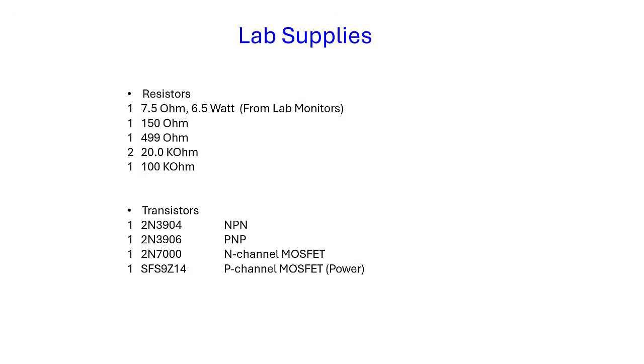You will need quite a few supplies this week. You need these values of resistors in these quantities. These are the transistors that you will need. You just need one of them. Don't be surprised if these get destroyed in the process. That's why you have 2 of each. Transistors are not the most robust active devices, particularly the MOSFETs, so it's okay if you lose 1 or 2.